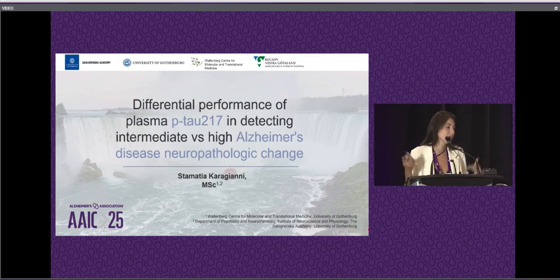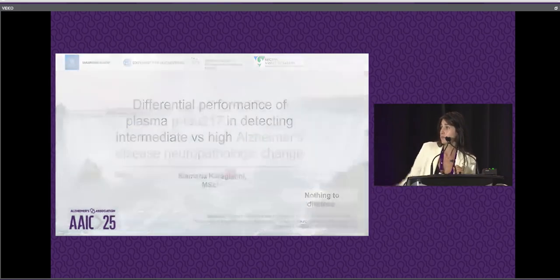I'm from Gothenburg University. And today I will show you really interesting findings about the performance of p-tau217 across ADNC. And yes, before starting, this is the Niagara Falls. I went yesterday. It's my picture. It's amazing. And nothing else to disclose.